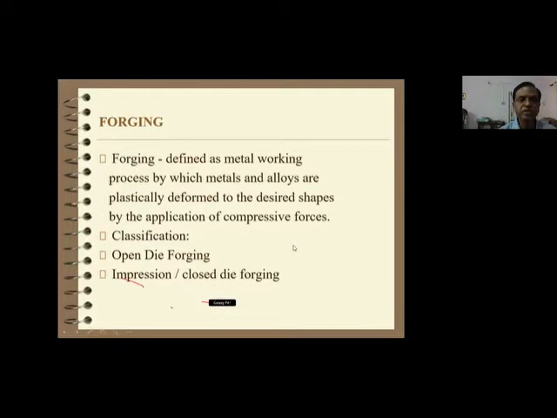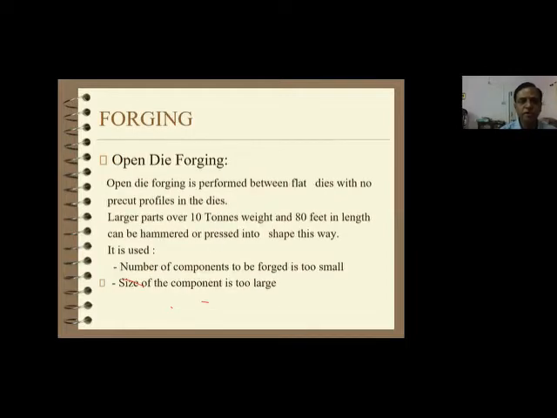Now in forging, there are two types of forging which are well known. One is open die forging and the second one is closed die or impression die forging. When we say open die forging, it is performed between flat dies. There is no impression in the open die forging and there are no pre-cut profiles in the dies. It is a plain flat die which is used in open die forging.